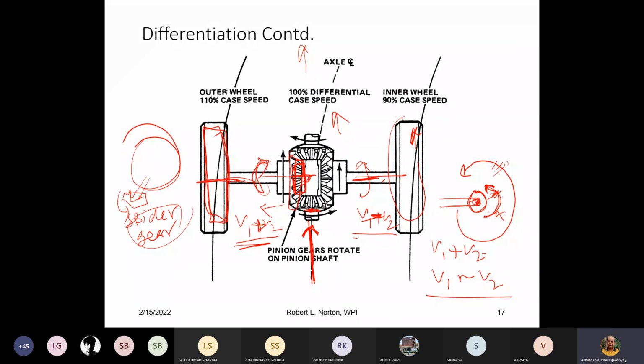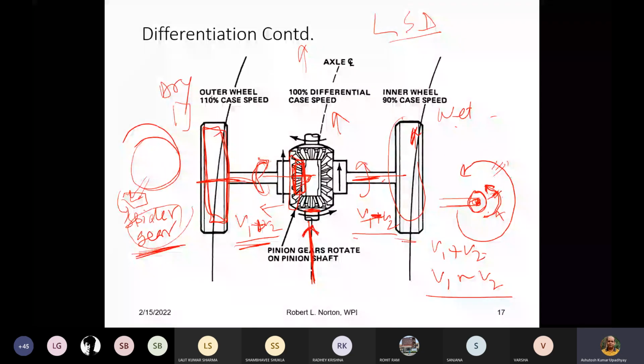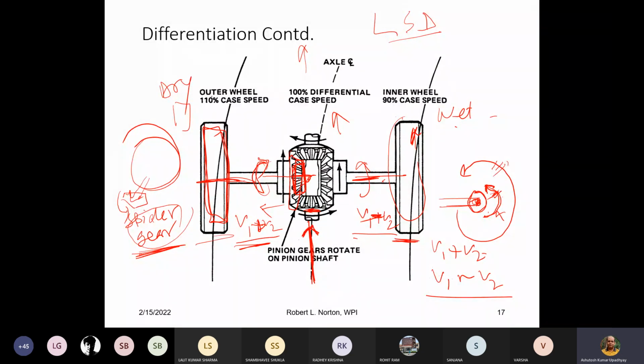Based on this aspect only, we are able to differentiate the speed. Although there are other issues, nowadays we have LSD, limited slip differentials. Sometimes you have got a road where one wheel is on dry and another is on a wet surface. Then this differential will start working, because this spider gear is completely based on the output requirement. It will transmit more torque to the wet wheel. More torque means you are going to get skidding, sliding. So that is blocked in the limited slip differential.